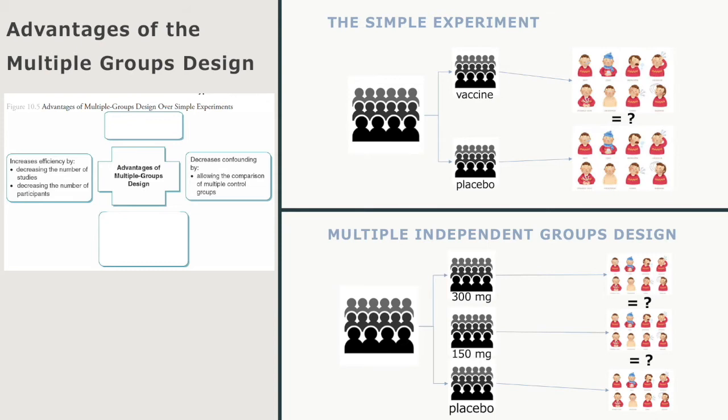What else? Well, you can also control confounds better. Because when we have a simple experiment where we have just vaccine versus placebo, one confound is the amount, the dosage.